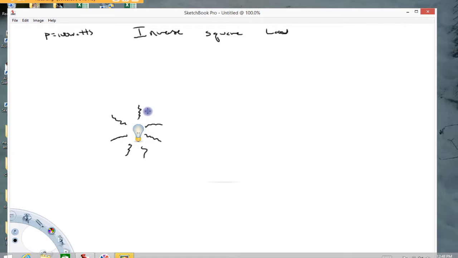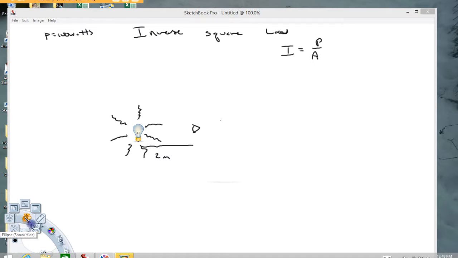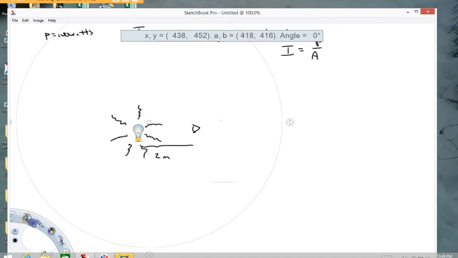Right? And how bright the bulb is depends on where we're observing from. So I'm going to let this eyeball, right here, represent my observation point. In the beginning of this example, we're going to imagine that this is a distance of 2 meters away. And we're going to calculate a quantity called intensity, which is power per unit area.